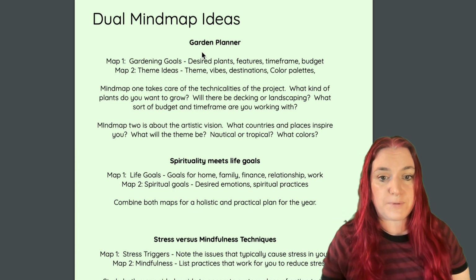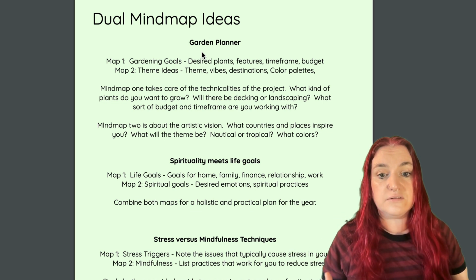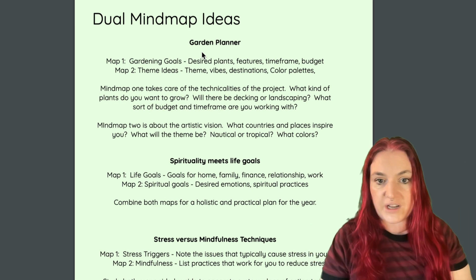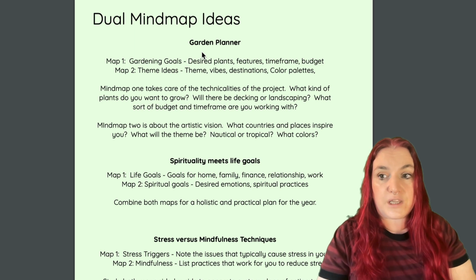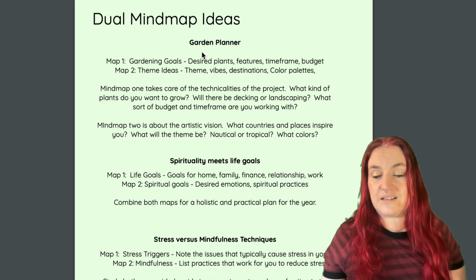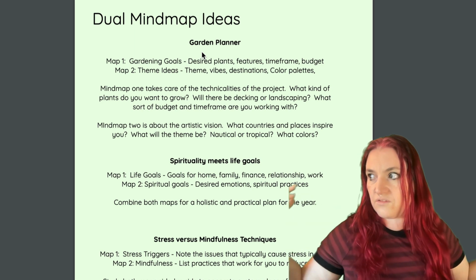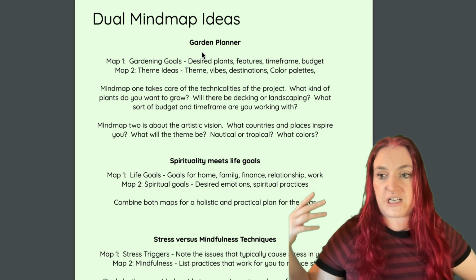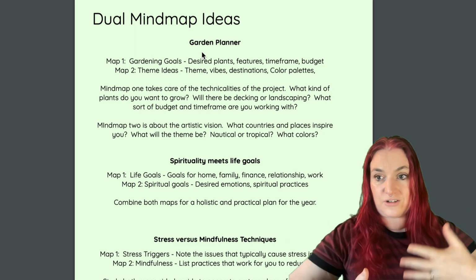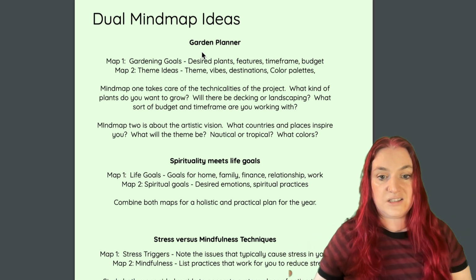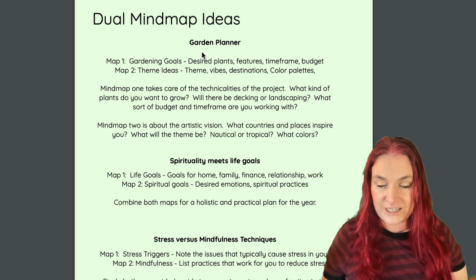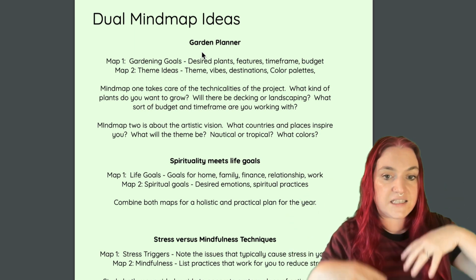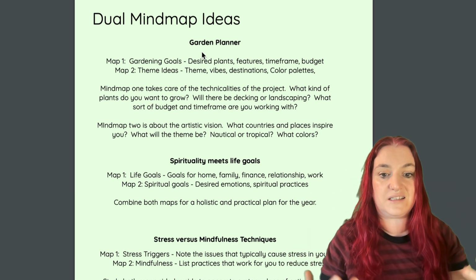I've put another one here, spirituality against life goals. So you can have your life goals, like what you want to achieve in the year financially, for your family, whether you want to get a new career. And then on the second map, you could put things like, what kind of emotions do you want to experience? Do you want to feel? Spiritually, what are you aiming for? And then you can combine these two ideas to create a holistic and practical plan for the year that covers both sides of your personality, the spiritual side and the practical.